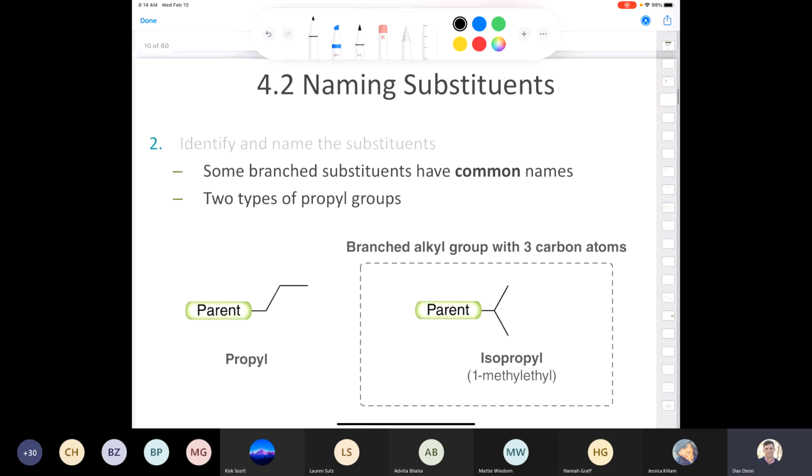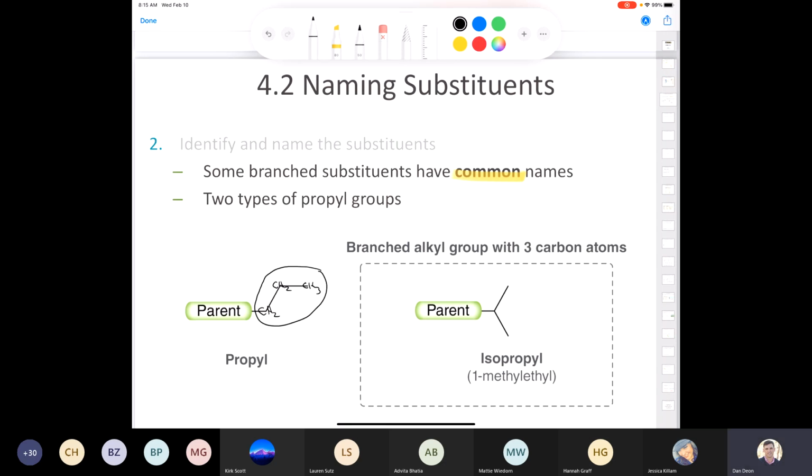Okay, well, what other kind of substituents can we have? You need to memorize some common substituents, and we're going to go over them in the next couple of slides. These are common because they show up so often in organic chemistry. They show up all the time. Well, if we have our parent, our longest carbon chain, and it has 3 carbons coming off of this, we have a CH2, CH2, CH3. We already agreed that that would be called propyl.